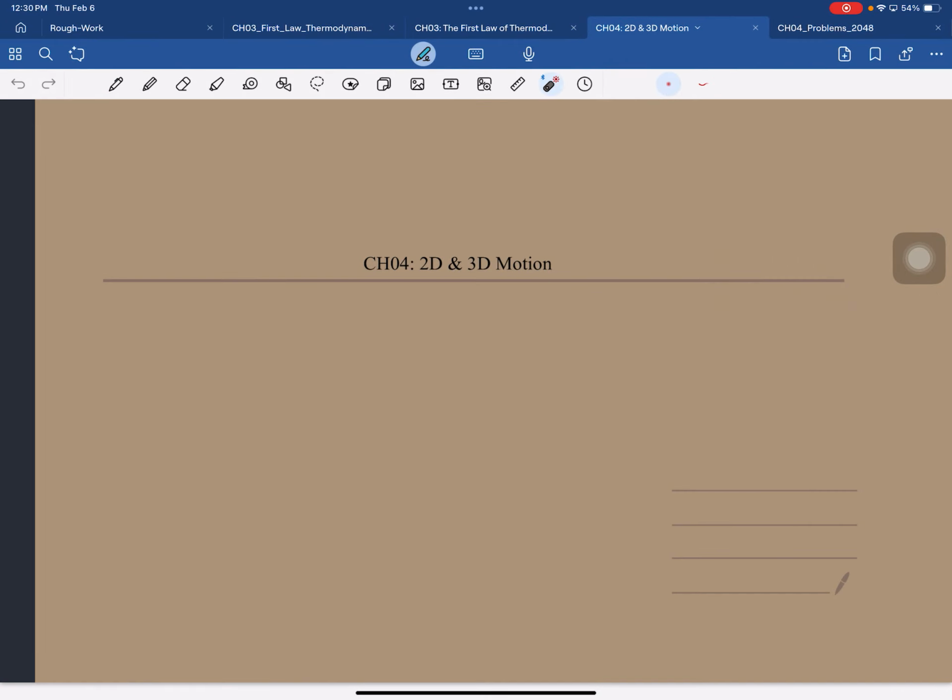Okay, today we'll study 2D and 3D motion. Last chapter we studied motion in 1 dimension, and in 3D we're going to combine 3 1D motions into a single 3D motion.